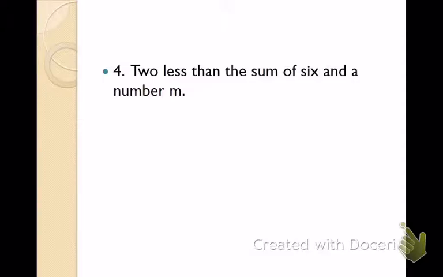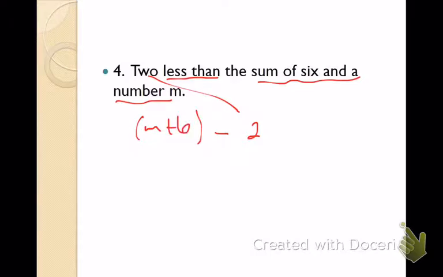Okay, 2 less than the sum of 6 and a number m. Again, there's that less than phrase. We're going to subtract, and then we're going to flip-flop the order. 2 comes over here, and the sum of 6 and the number m will come over here. Now here, since we have to take the sum of 6 and m, I am going to put those in parentheses, because we've got to do this first before we can subtract 2. Okay? And the parentheses tell us the order in which we need to do things. Okay? All right.